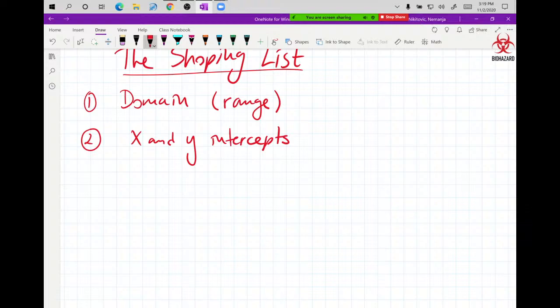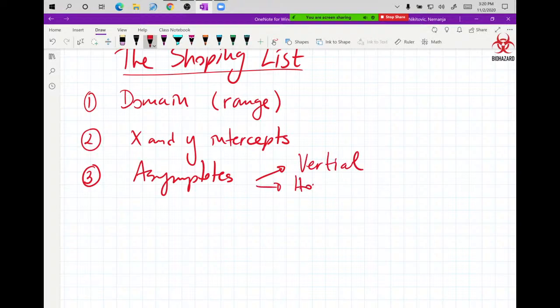And x and y intercepts would be what we studied all the way back in algebra. And then we're going to have asymptotes. And we have 3 of those. We have a vertical. Let's start with vertical. Horizontal. And slant. Now, slant or oblique asymptotes are very rare because they only show up for one particular group of functions.